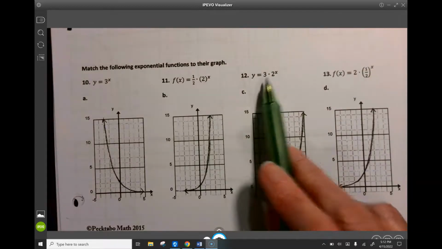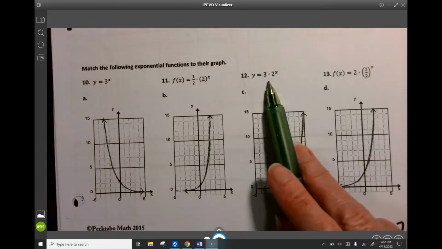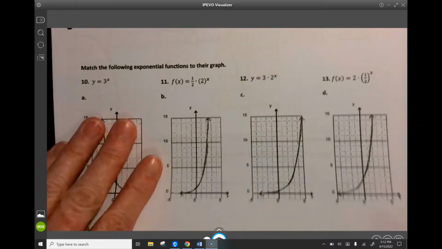This one tells you initial value. Initial value. Look at this. Look at those. So match those up. That's a kind of a fun activity to do. So make sure you do that.